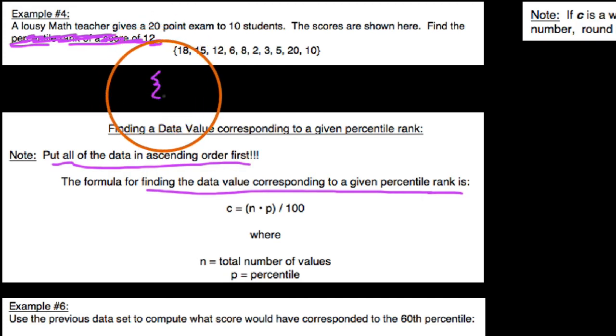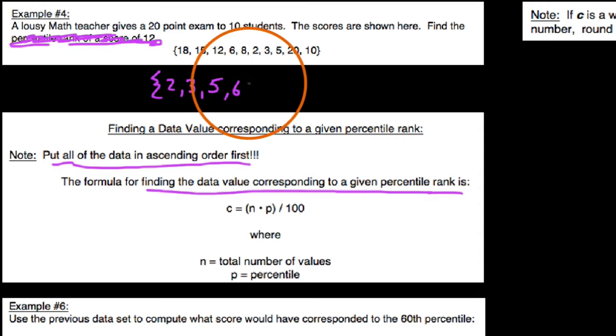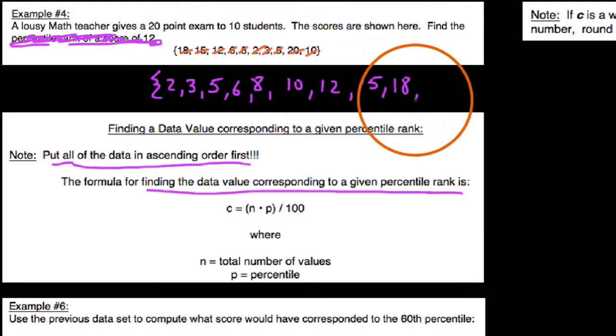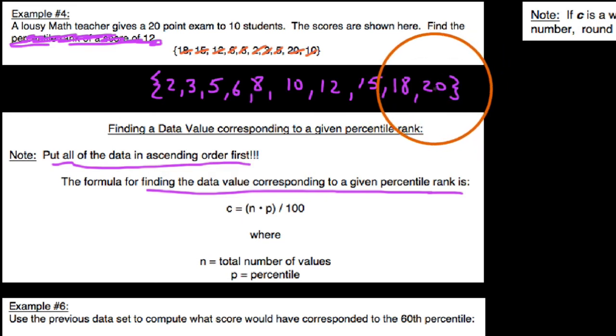Given this data set, it seems that our minimum is 2. It looks like we have a 3, a 5, and a 6, and I can cross these off as I go. So 2, 3, 5, 6. Looks like we have an 8 and a 10. So we say 8, 10, 12 is in here. And we say 15, 18, 20. I'm going to make sure I have everything here. I always like to recount. Do I have all 10 data? 1, 2, 3, 4, 5, 6, 7, 8, 9, 10. Okay, so we have all 10.